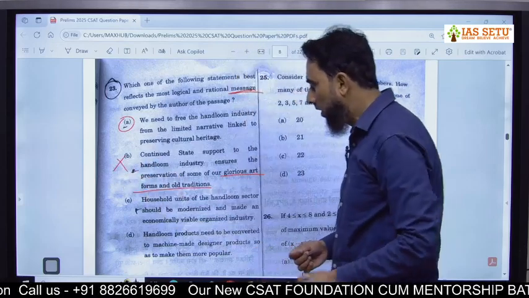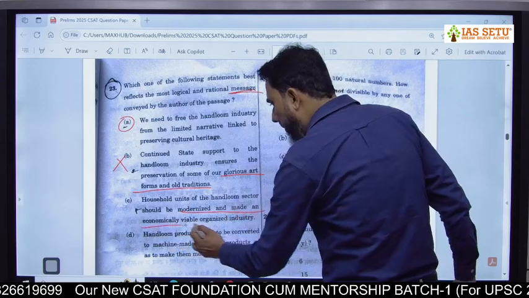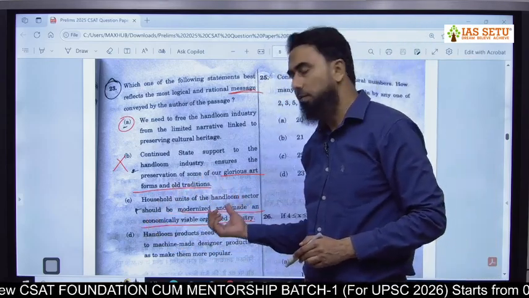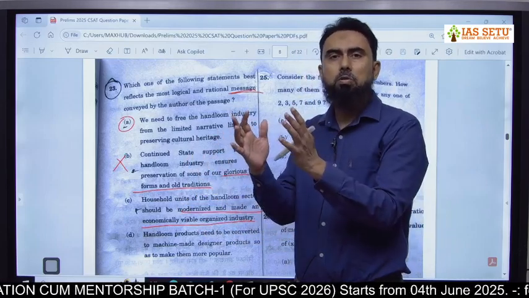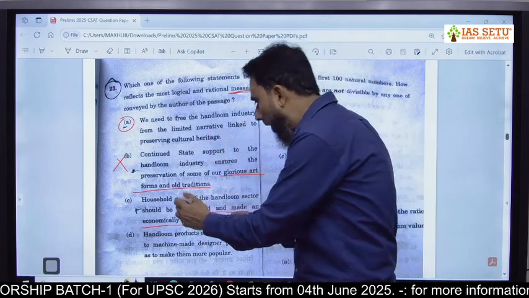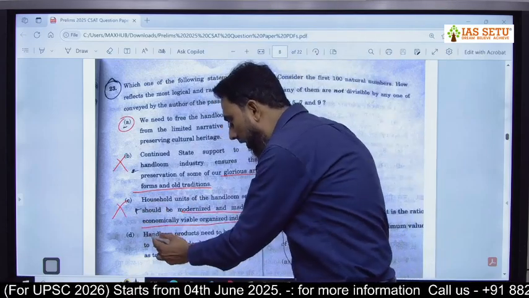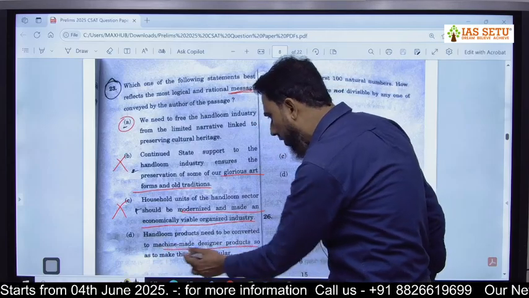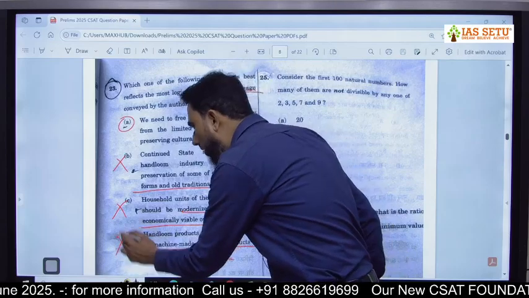So B loses out. C says household units of the handloom sector should be modernized and made an economically viable organized industry. Nothing of this nature is given in the passage. C is actually going out of the passage, because the passage only talks about whether the handloom as a conventional mode should continue or not. It is rather going into the details of the handloom products. So C is out, and similarly D is out. Handloom products need to be converted to machine-made designer products so as to make them more popular. The products are not being discussed here. So C and D are weak options.